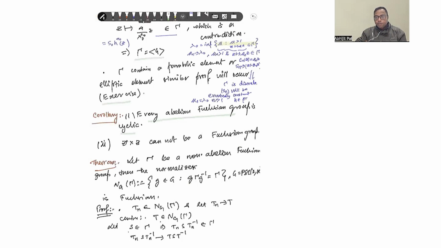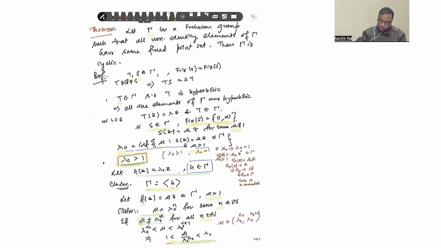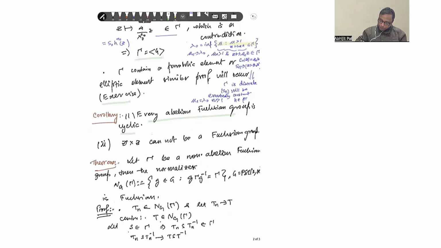So if I take an abelian Fuchsian group, two elements will commute with each other, so then they will have the same fixed point. In fact, in that abelian Fuchsian group, all the elements will have the same fixed point set. And by this theorem, that group will be a cyclic group. So every abelian Fuchsian group is cyclic. So Z cross Z is an abelian group and it is a non-cyclic group, so it can never be a Fuchsian group.